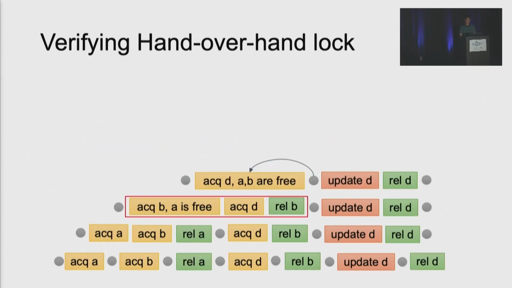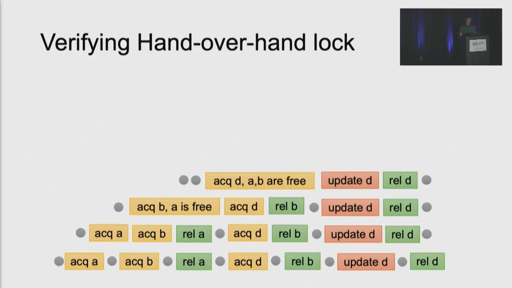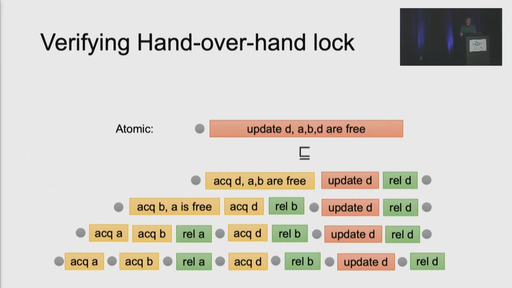And we do the similar trick again: merge events, identify the mover types, and move the query. Then merge the moved queries. And eventually, we can prove the page table operation with hand-over-hand lock can be treated as an atomic operation. So the hand-over-hand lock's implementation is proved to be correct.